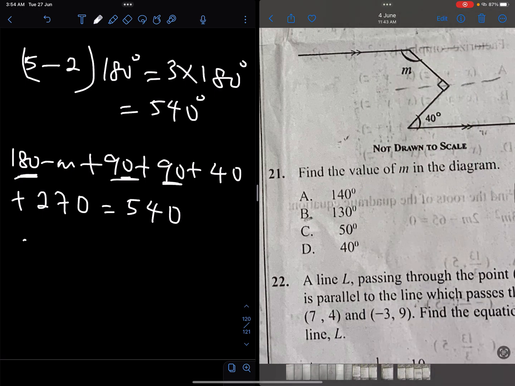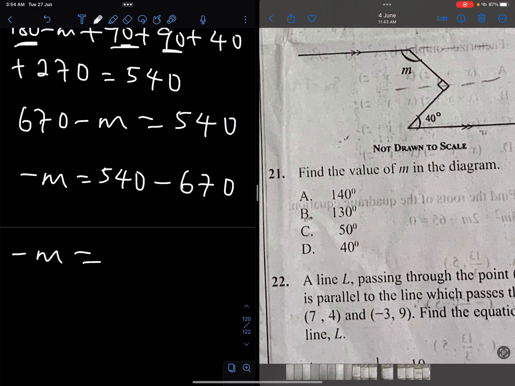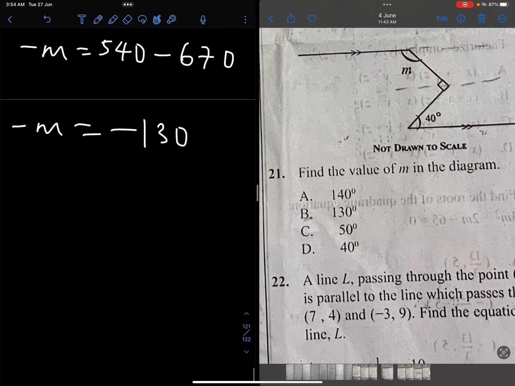So that simply means 670 minus M equals 540. And that means minus M equals 540 minus 670. What's 540 minus 670? That's minus 130. And that simply means, if you multiply both sides by minus 1, you get M equals 130 degrees. And the correct option is B. That's it, very, very simply.